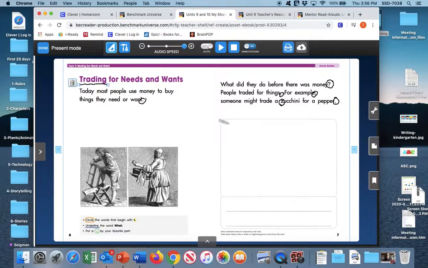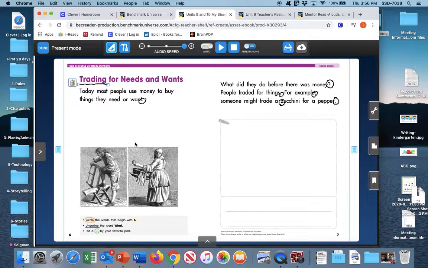I'd like you to think for just a moment. Do you think that trading is a good way for people to get what they need or they want? Why or why not? So you might at this time want to share with a family member, maybe even a sibling, why you think trading could be a good way to get what you need or want.